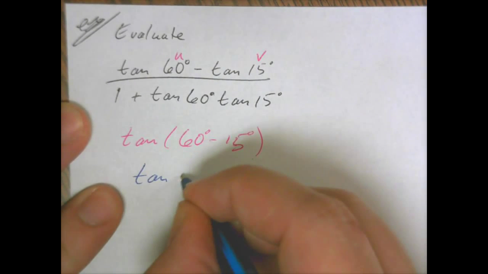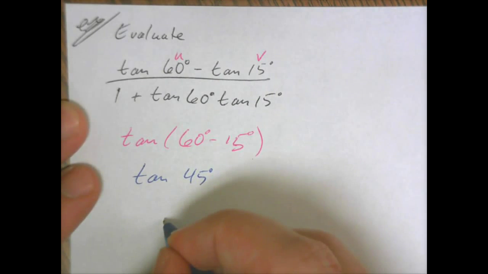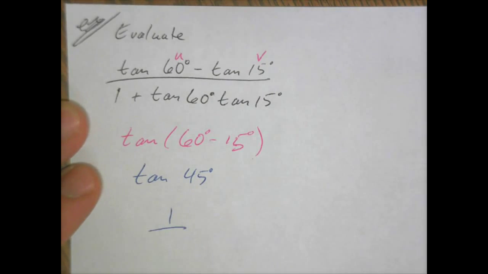Tangent of 45 degrees, opposite over adjacent, is 1.